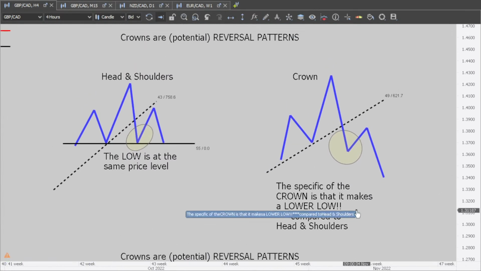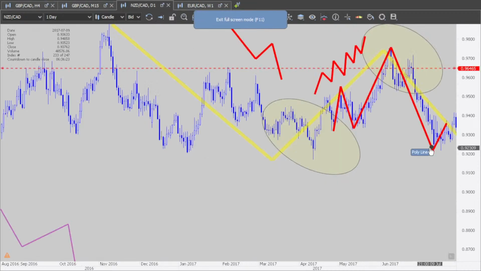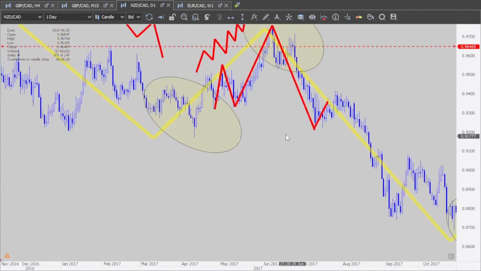The specific of the crown is that it's going to make a lower low compared to head and shoulders. This is theory. This is now the live market. It made a lower low, it retraced, formed the right tip.